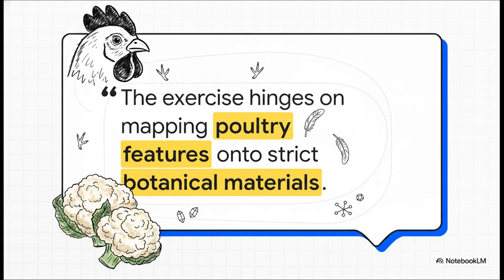And really, why does this all matter? Well, your success entirely depends on separating what your brain naturally wants to see, a chicken, from what the structural evidence actually presents in reality. You literally have to train your eye to see the botanical reality that's creating the illusion. It's just a fundamental test of rigorous observation over lazy assumption.